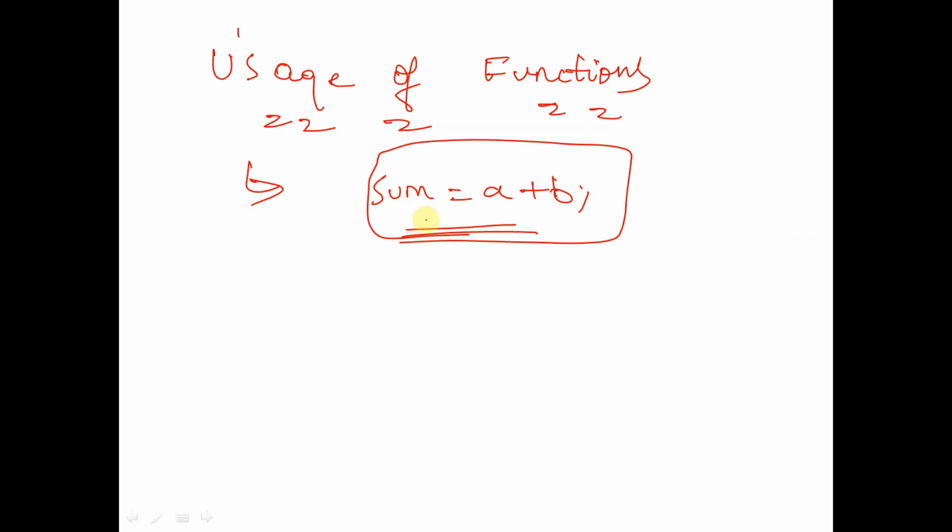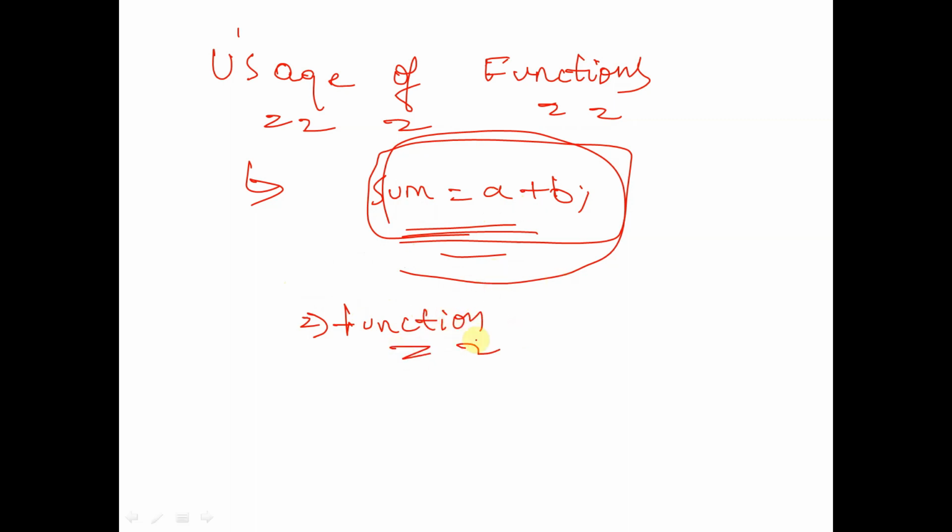instead of writing this sum is equal to a plus b every time, we can call this function. This function will calculate this value and it will return this. So instead of performing this step every time, we can call a function wherever we need this value. If we want the value within no time, within 0 time units, then we will use a function.